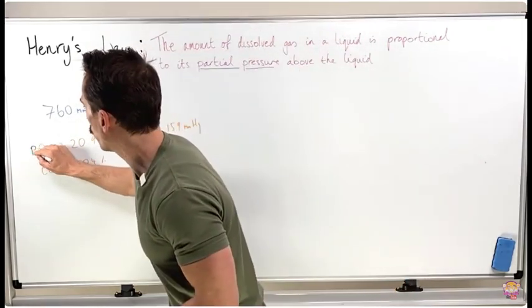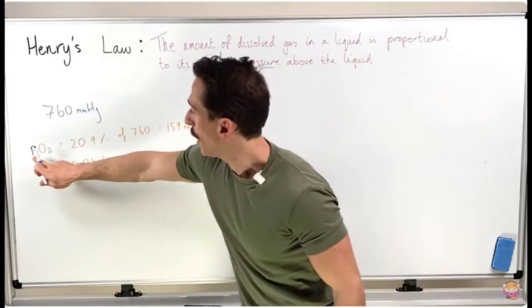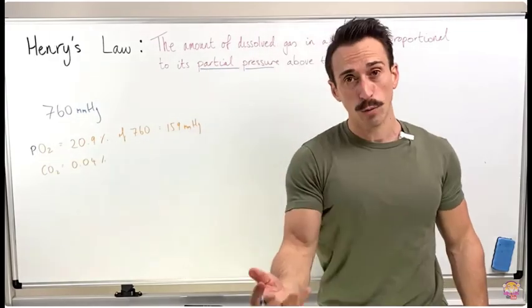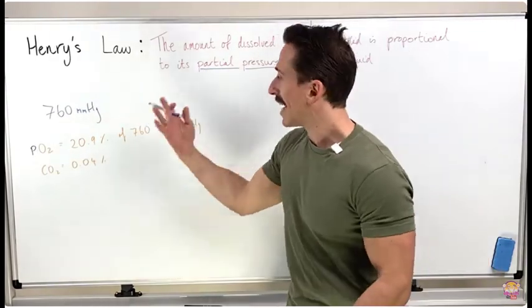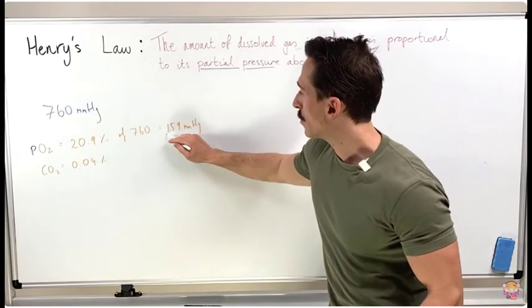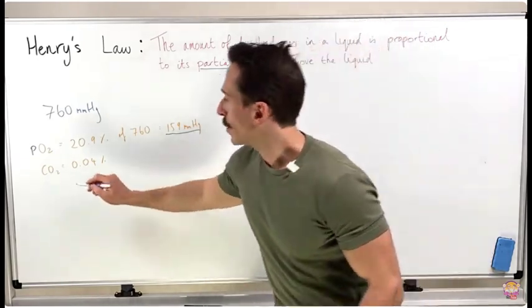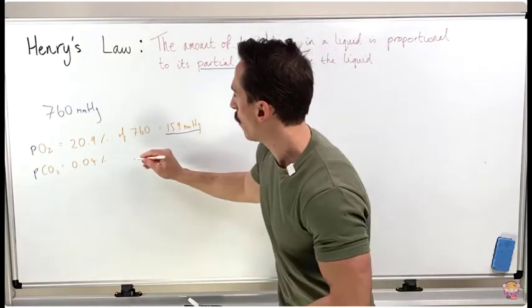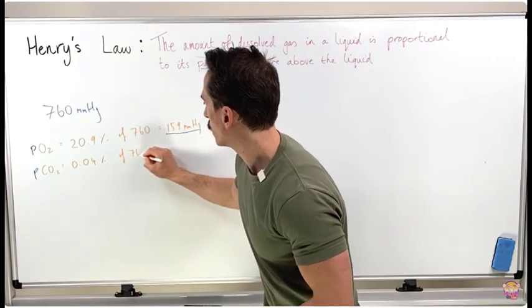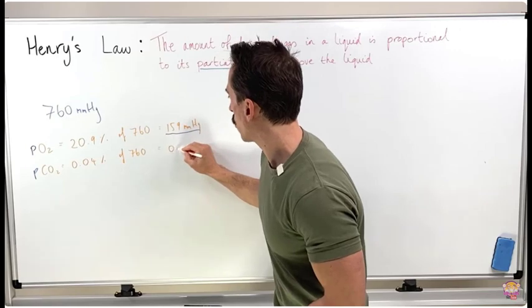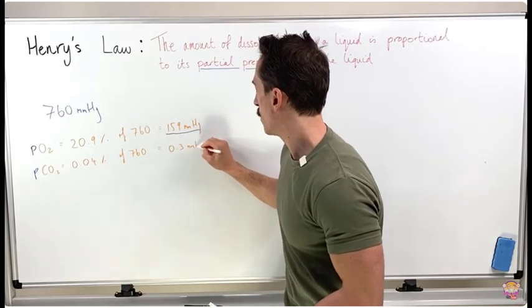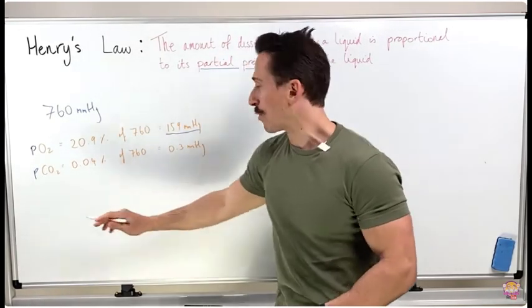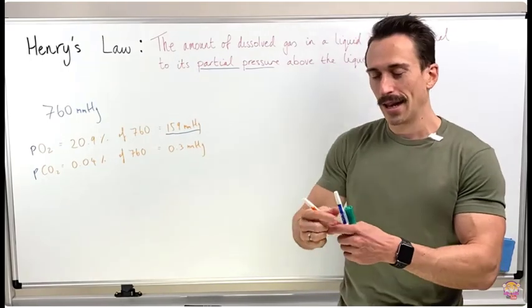And sometimes you'll see it written with a P in front. So you might see PO2, that's saying the partial pressure of oxygen, at least in our atmosphere, is 159 millimeters of mercury. What's the partial pressure of carbon dioxide? Well, 0.04% of 760 ends up being 0.3 millimeters of mercury. And that's the partial pressure of carbon dioxide in our atmosphere.